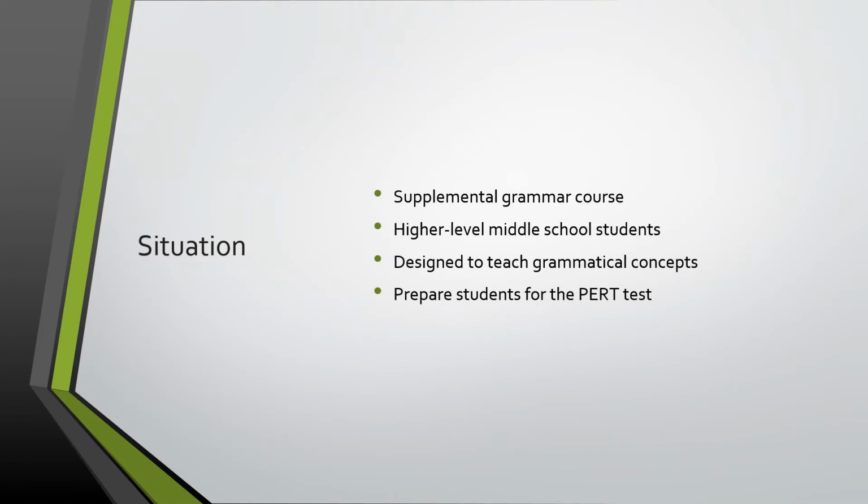This motivational design proposal is focused on a supplementary grammar course for higher level middle school students. The course was designed to teach students how to identify and use grammatical concepts, particularly the 9 parts of speech and the 8-word jobs in the English language. The course will also delineate sentence labeling and diagramming for various sentence types. It is intended to help students successfully pass the English portion of the PERT College Readiness Test.